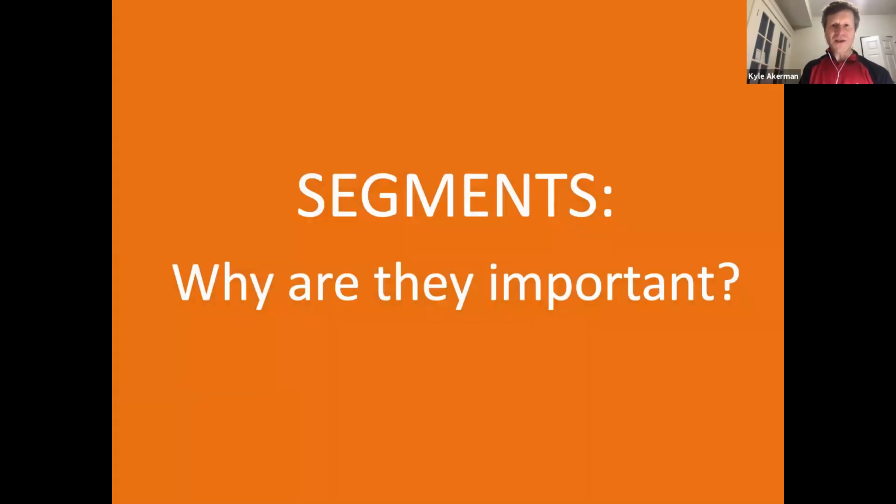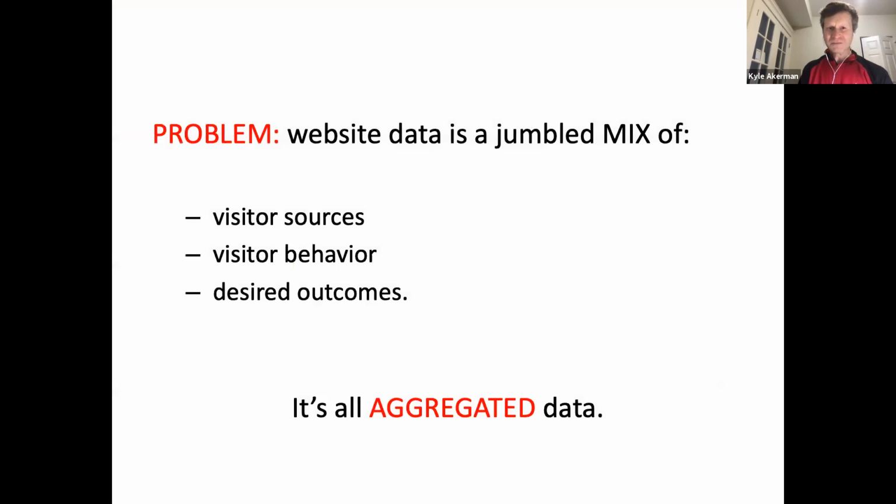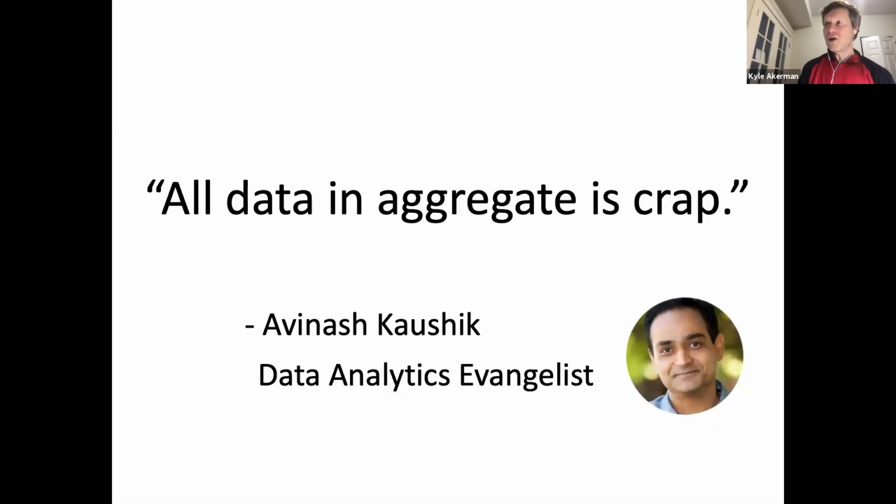So that's part of why they're important. But we also have a problem with our data. That problem is all of our data, it's a jumbled mix of all these different things. You've got different sources of traffic, you've got people doing different things on your site, and you've got people that want different outcomes. This data, it's all just aggregated. And the problem with that is that all data in aggregate is crap.